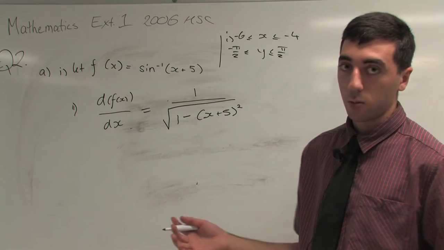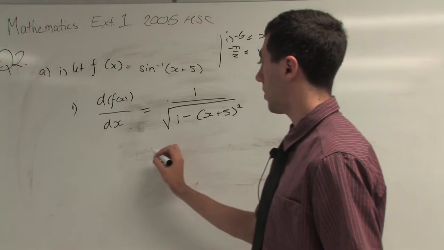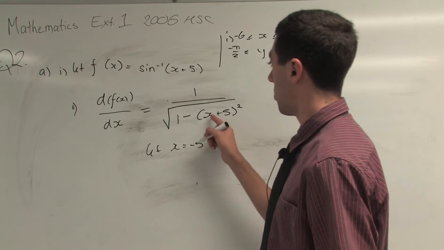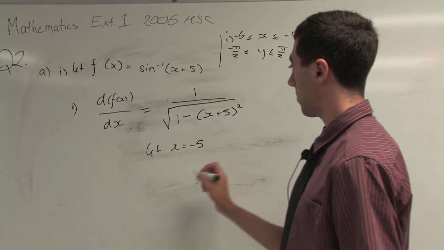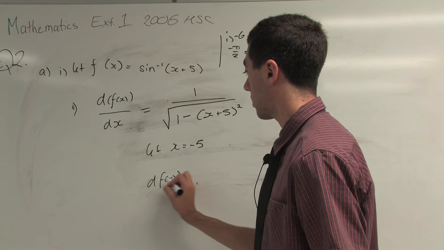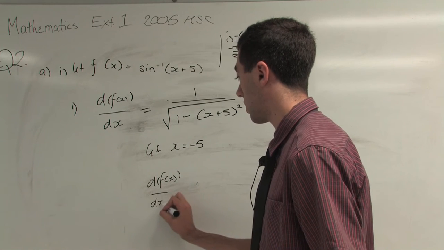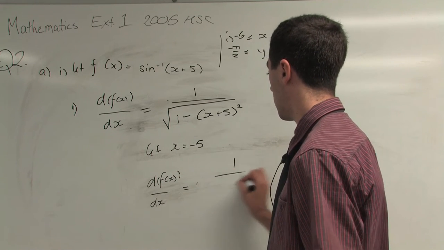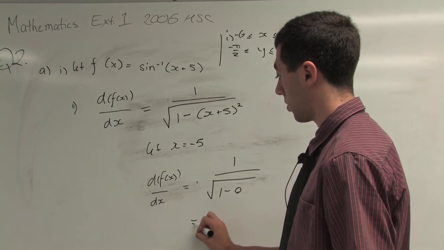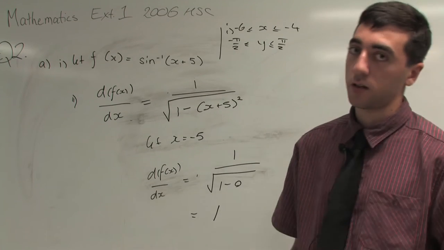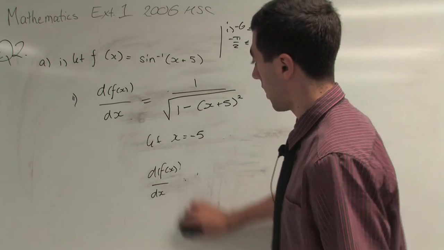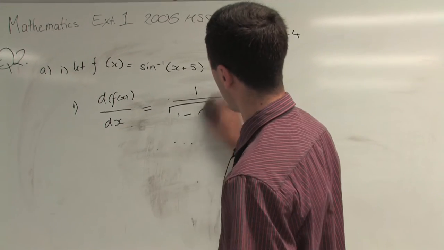Now at x equals minus 5, we'll let x equal minus 5. Minus 5 plus 5 is 0. So that would mean our df/dx is equal to 1 over the square root of 1 minus 0, which as you should know is 1. So that's the derivative at x equals minus 5, and that is part 2 done.